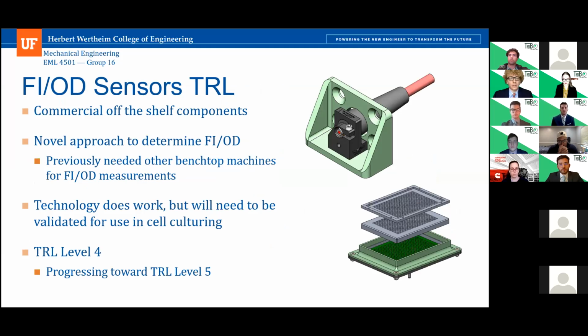With the fluorescence intensity and optical density sensors, once again we use commercial off-the-shelf components, as in the laser and the PCB board. However, within the realm of cell culturing, this is a novel approach to determine the fluorescence intensity and optical density, with previous benchtop machines used to determine these measurements. The technology does work, however, it has not been tested in the cell culturing environment, resulting in a TRL level of 4, progressing towards a TRL level of 5 in the cell culturing environment.